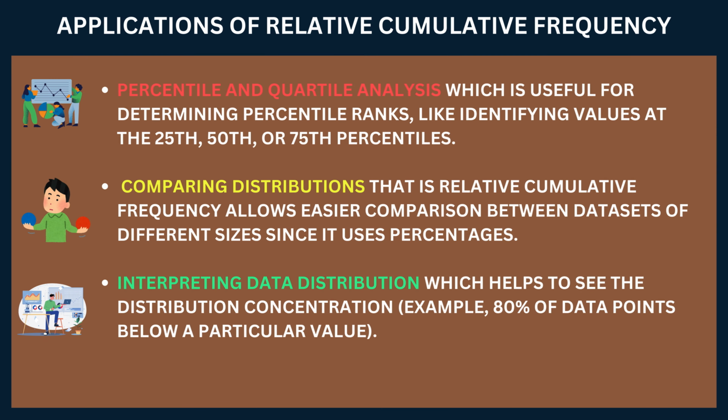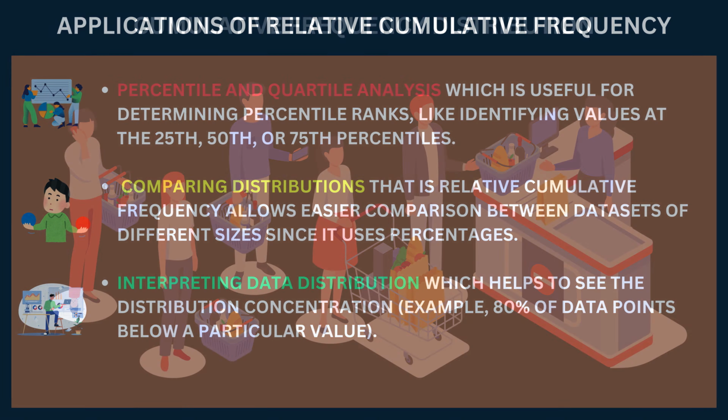Applications of relative cumulative frequency. Percentile and quartile analysis, which is useful for determining percentile ranks, like identifying values at the 25th, 50th, or 75th percentiles. Comparing distributions, that is, relative cumulative frequency allows easier comparison between datasets of different sizes since it uses percentages. Interpreting data distribution, which helps to see the distribution concentration. Example, 80% of data points below a particular value.